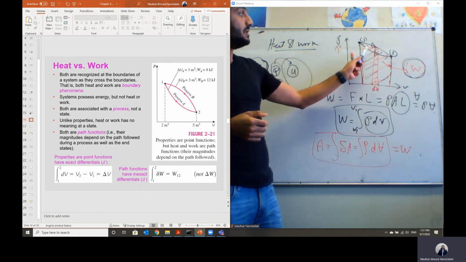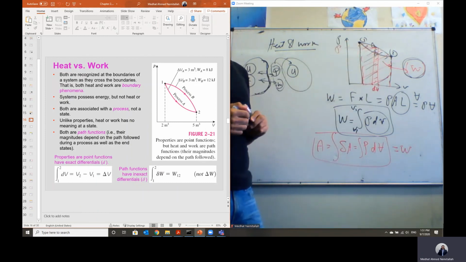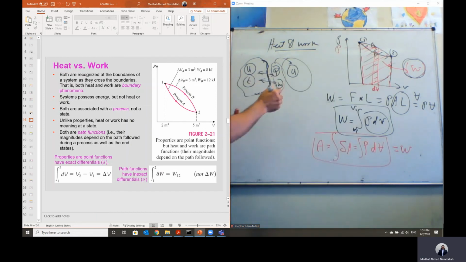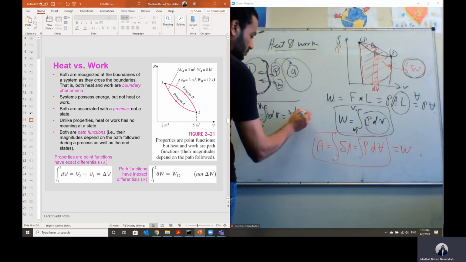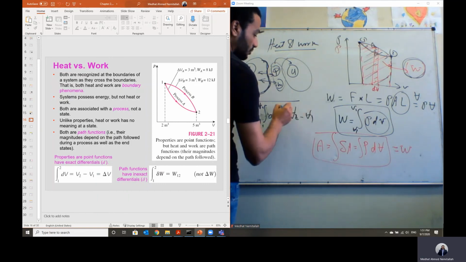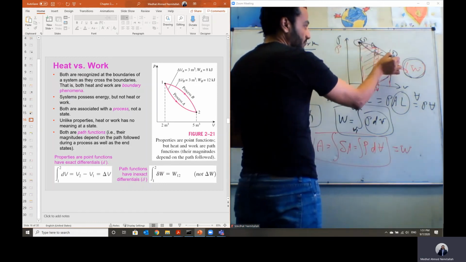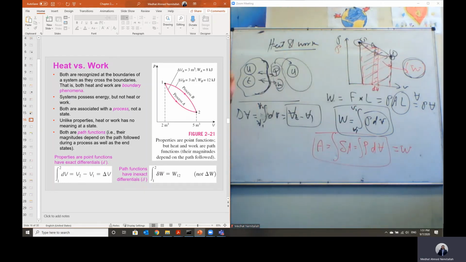They depend on the path followed from the initial state to the final state, or the relation between pressure and volume. This is unlike the case of properties, which are point functions. So if I need to calculate the change of volume, delta V will equal the integration of dV from V1 up to V2. So it will equal just the final volume V2 minus the initial volume V1. We don't care about the path followed. So the change of volume will equal V2 minus V1.